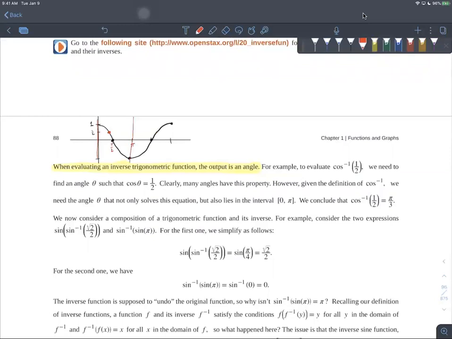And so here it says that clearly many angles have this property. However, given the definitions of cosine inverse, we need the angle theta that not only solves this equation, but also lies in the interval from 0 to pi. And that's exactly what we were just talking about. So we conclude that the cosine inverse of 1/2 is pi over 3. Now, how did we get that? We've talked about this in class.